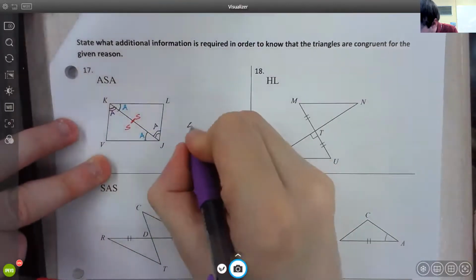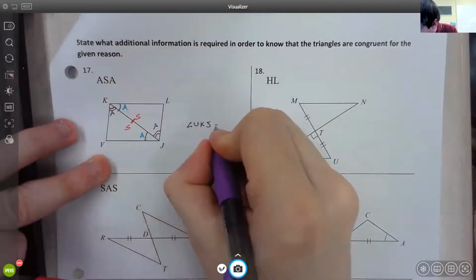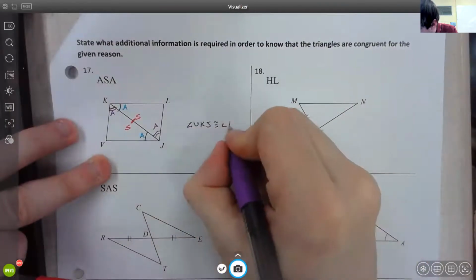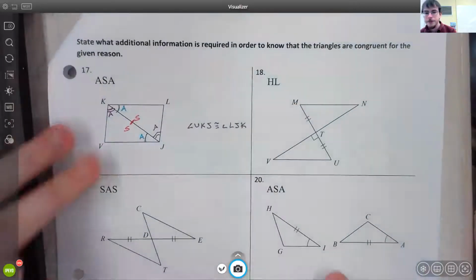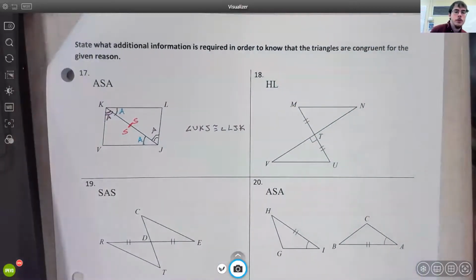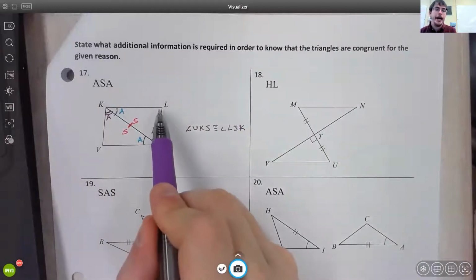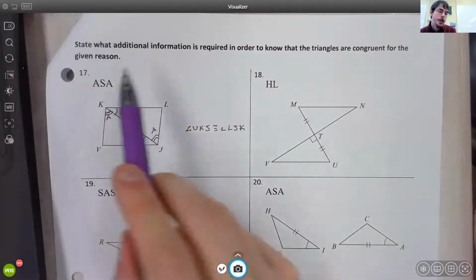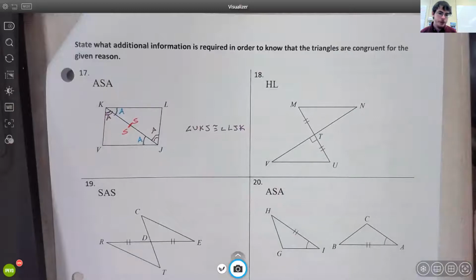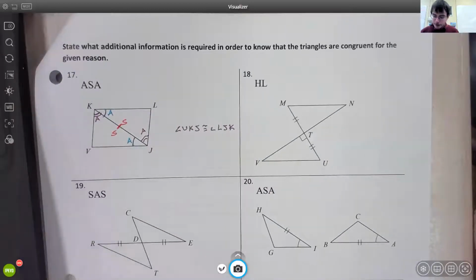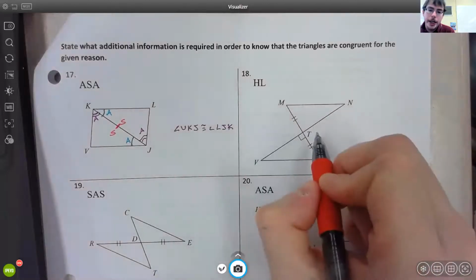So that means that angle VKJ has to be congruent to angle LJK. Okay, that's the only way that's going to happen. These 2 angles being congruent would make it angle, angle, side, but it wants angle, side, angle. Number 18. Number 18, we want hypotenuse leg.